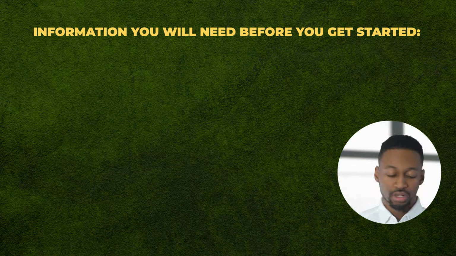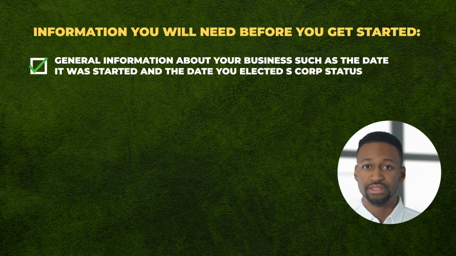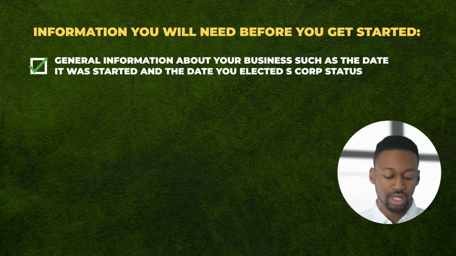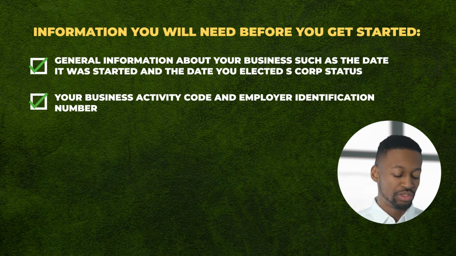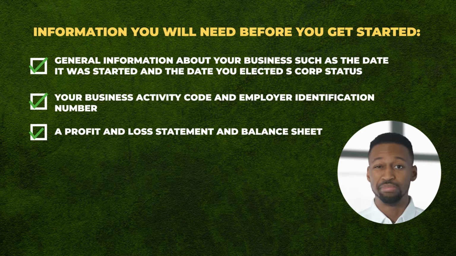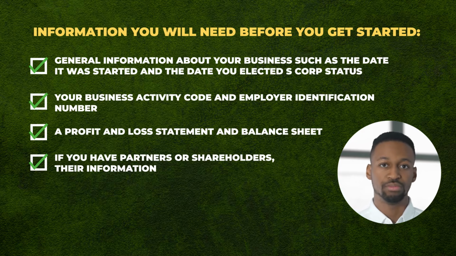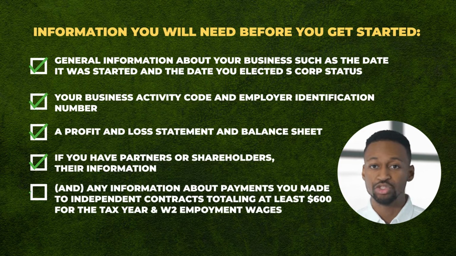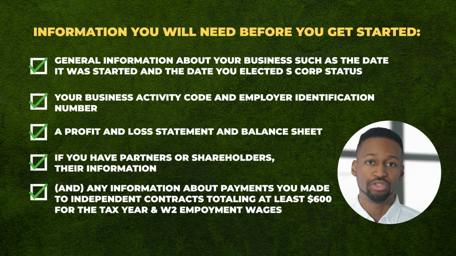Now, before you prepare your tax return, your 1120S, you'll want the following information. Of course, you'll want general information about your business, such as the date you started and the date you elected to become an S corporation. You'll also want your business activity code and your employer identification number. You'll want to bring along your profit and loss statement and a balance sheet. If you have partners or shareholders, you'll also want their personal information and any information about payments you made to independent contractors totaling at least $600 for the tax year, as well as your W-2 employee wages.